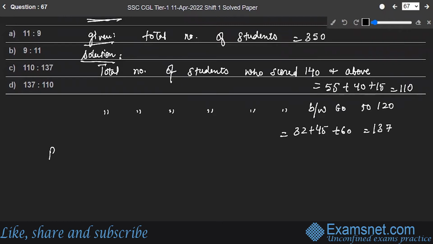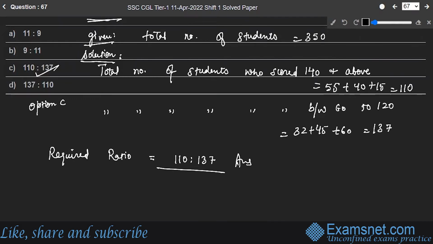Now the required ratio is 110 is to 137. So this is my answer. Option C is the correct answer for the question. I hope you are clear, right?